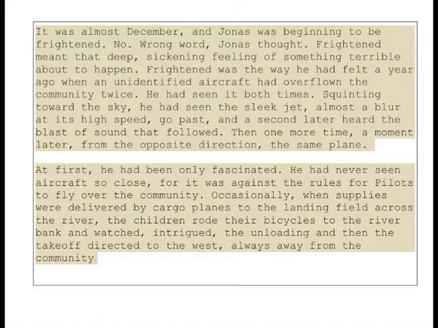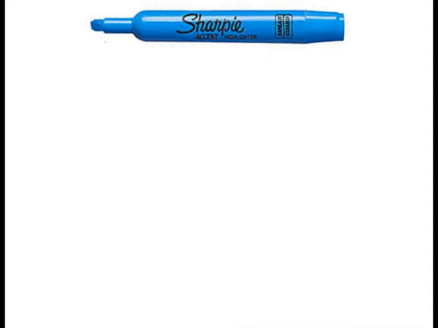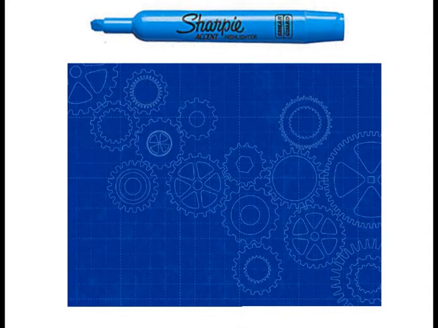At first, he had been only fascinated. He had never seen an aircraft so close, for it was against the rules for pilots to fly over the community. Occasionally, when supplies were delivered by cargo planes to the landing field across the river, the children rode their bicycles to the riverbank and watched, intrigued, the unloading and then the takeoff directed to the west, always away from the community.